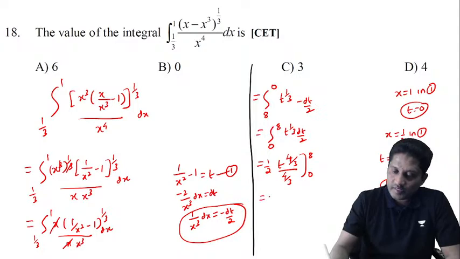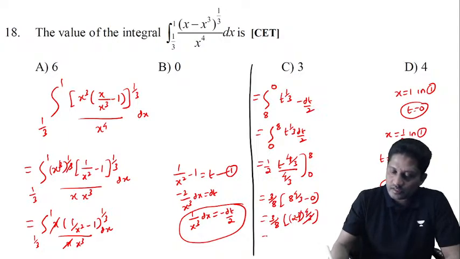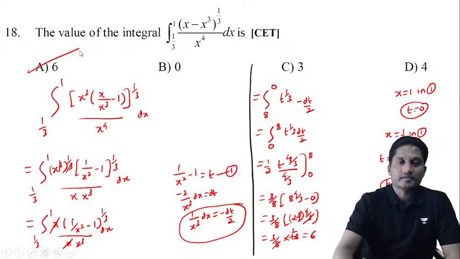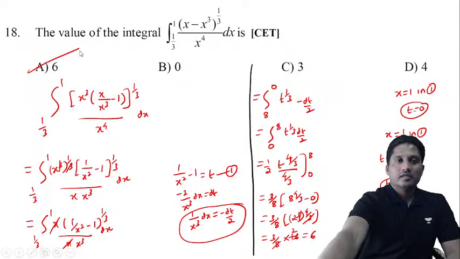So this is 3 by 8. Upper limit is 8 to the power of 4 by 3. Lower limit is 0. So this is 3 by 8, this is 2 cubed to the power of 4 by 3. Okay, cancel this. This is 3 by 8, 2 power 4 is 16. This will cancel 2 times. 3 into 2 is 6. Answer is option A. Good question, guys.